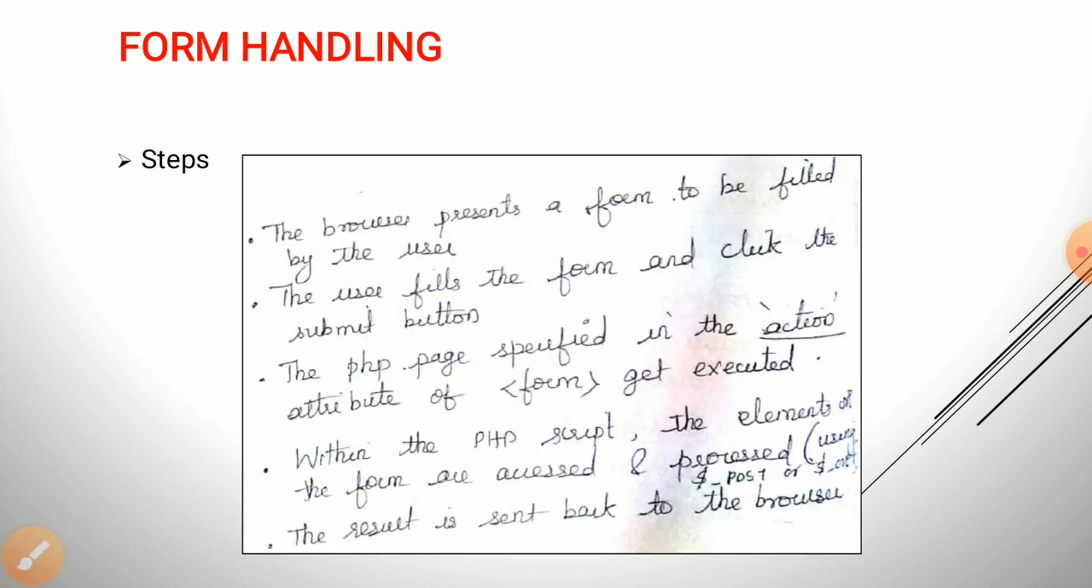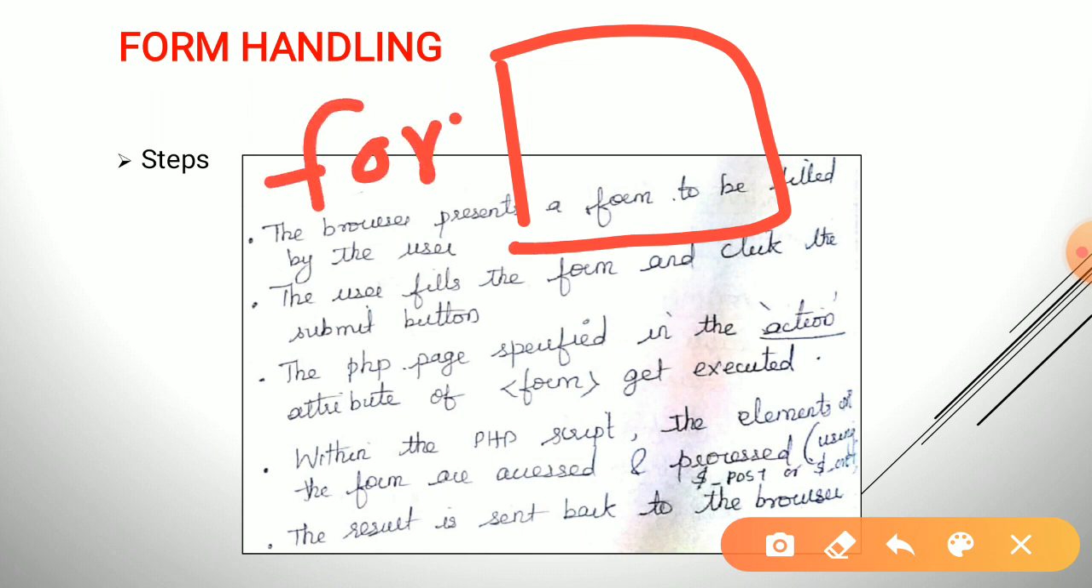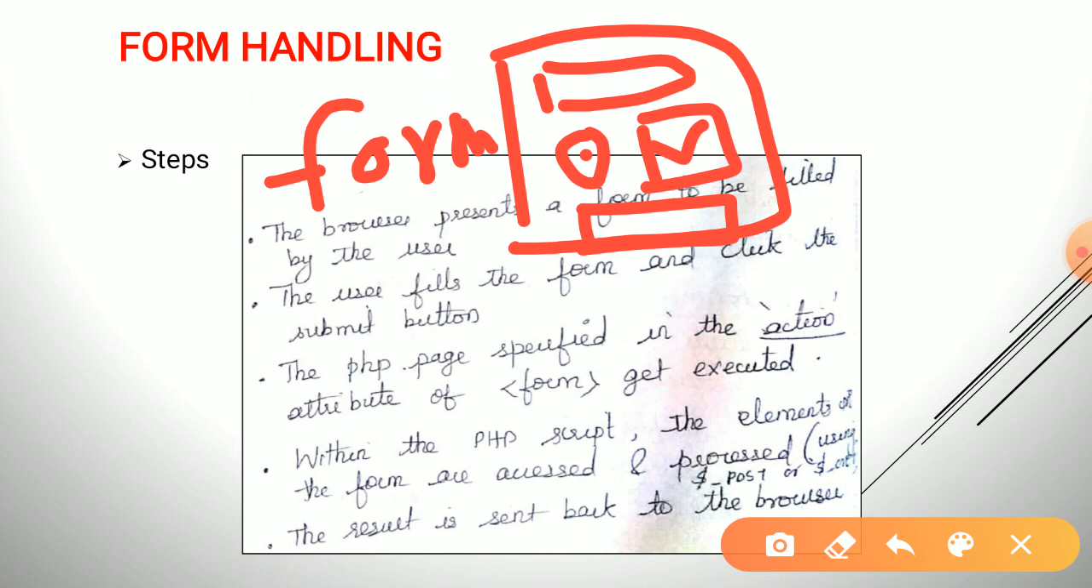Now, what is form handling? XHTML forms enable web pages to collect data from users and send it to a web server for processing. You know how to create an HTML form, right? An HTML form may contain different controls like text boxes, radio buttons, check boxes, passwords, submit button, reset button, etc.